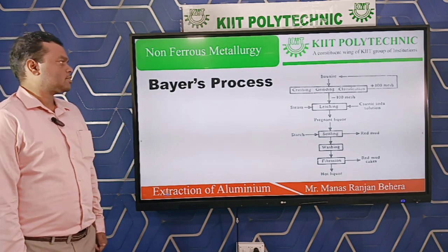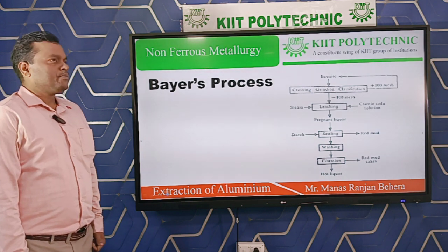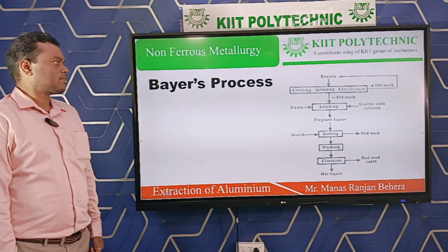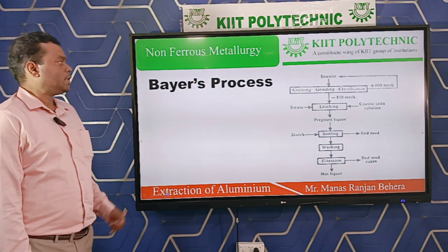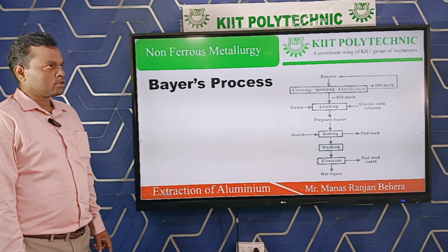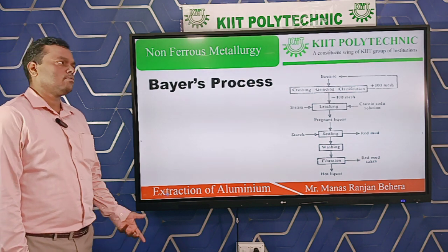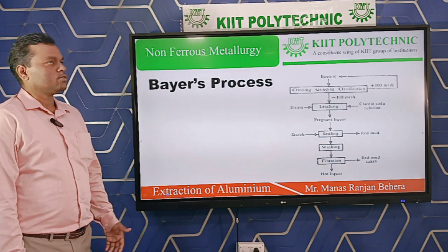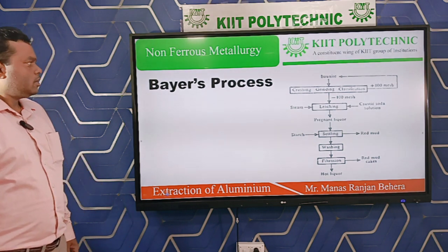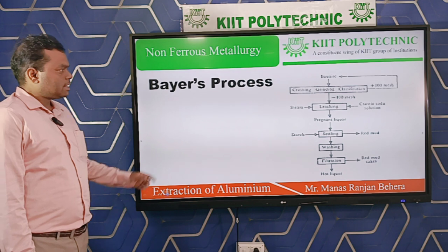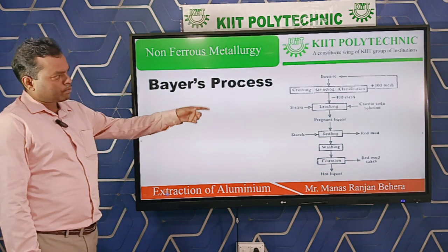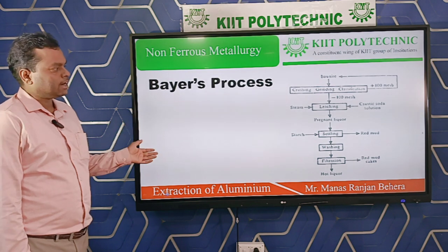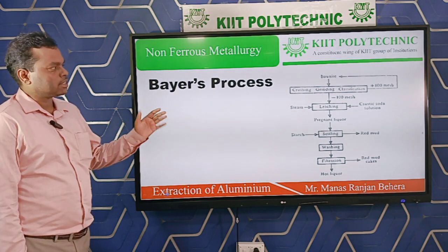The first step is known as purification of bauxite ore, or you can say concentration of bauxite ore, which is known as Bayer's process. What is Bayer's process? It is nothing but the purification of bauxite ore to get pure alumina from which we can extract aluminium. So in Bayer's process, the flow chart or flow sheet is given, and now I will describe the flow sheet so that you can understand how this process is carried out.